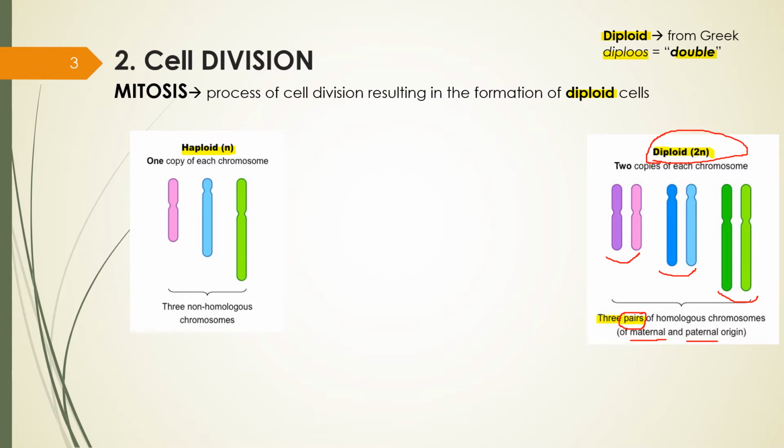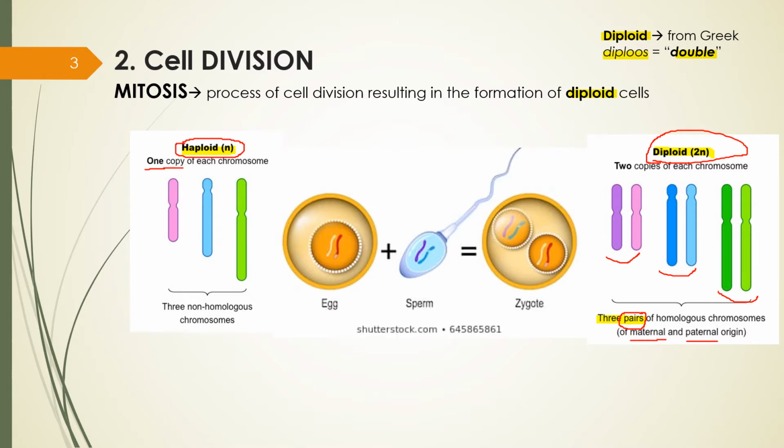But which cells formed you? The haploid cells. Haploid cells are the cells that you received from your daddy and your mom. And we have just one copy of each chromosome. So one copy of each chromosome, haploid. 2 copies, diploid.